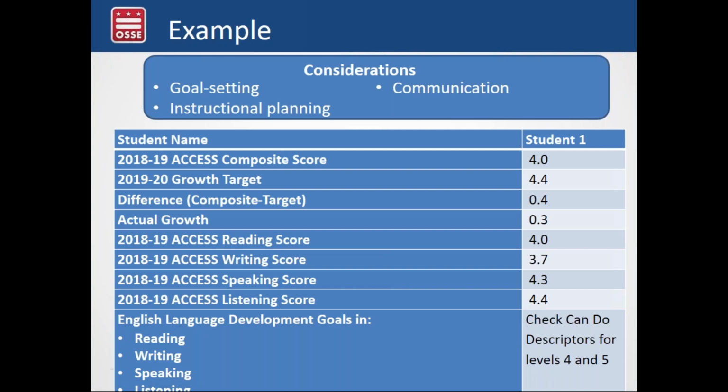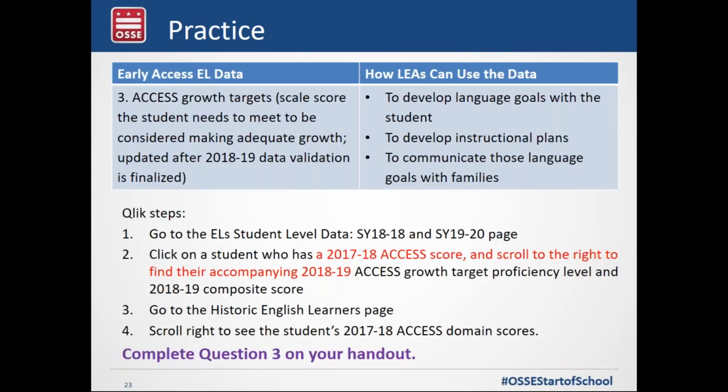I would also like to use this time to point out that we are going to have additional webinars related to using English learner data. One focuses specifically on the ACCESS growth target and how to use it. So please stay tuned for that. It will be held on September 5th. And you will get a link to register for that after this webinar. So I encourage you to check that out.